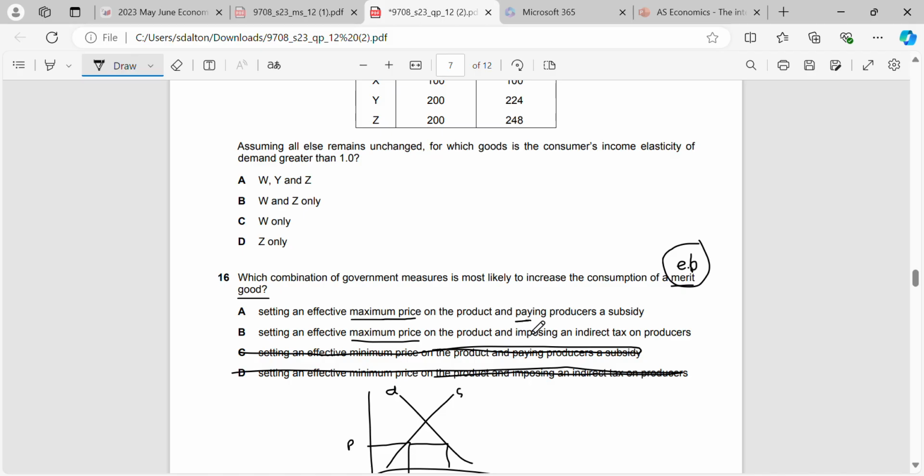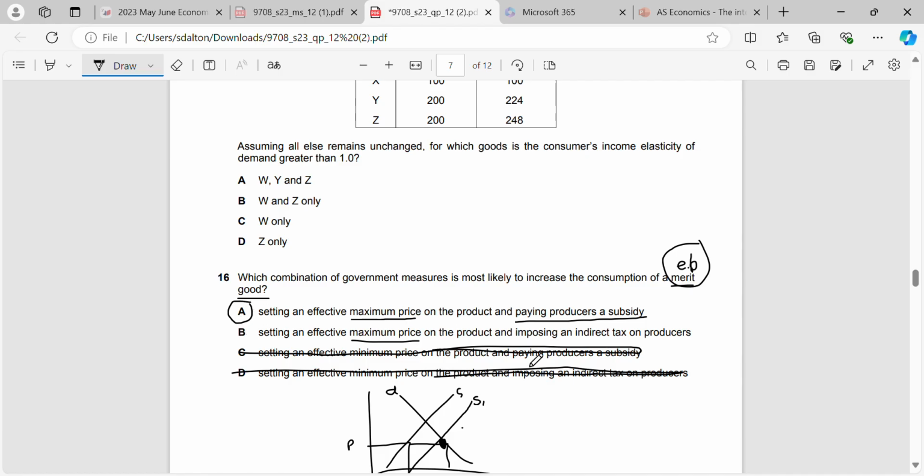Now, in order to fix this, that's going to reduce the supply, right? So what would we do? We would pay producers a subsidy, which may allow them to increase their level of supply, which may be able to meet the excess demand that we created through the maximum price. Okay, subsidy and maximum price go together.